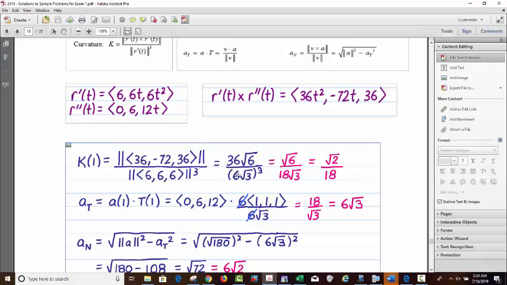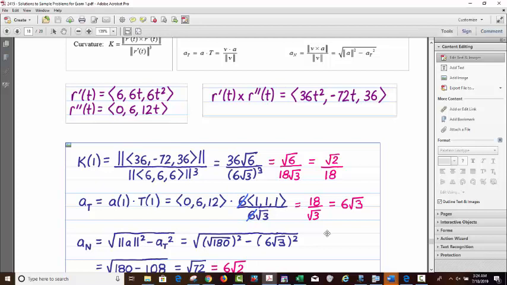There it is right there. We already have the magnitude. It's 6 square root of 3. So I have to take the 6, 6, 6 divided by 6 square root of 3. The 6's cancel. You do a dot product. You get 18 over square root of 3. Rationalize the denominator, and you'll get 6 square root of 3 for AT.